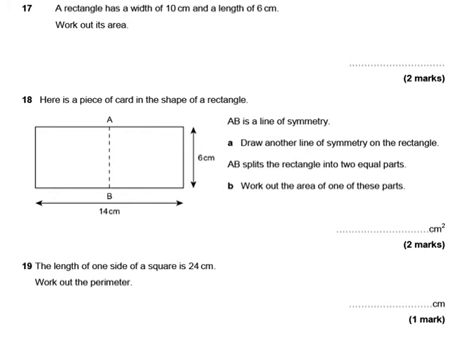Year 7 Pi question 17. A rectangle has width 10 centimeters and a length of 6 centimeters. Work out its area. Now you should know the formula to work out the area of a rectangle. You would do the length times the width.